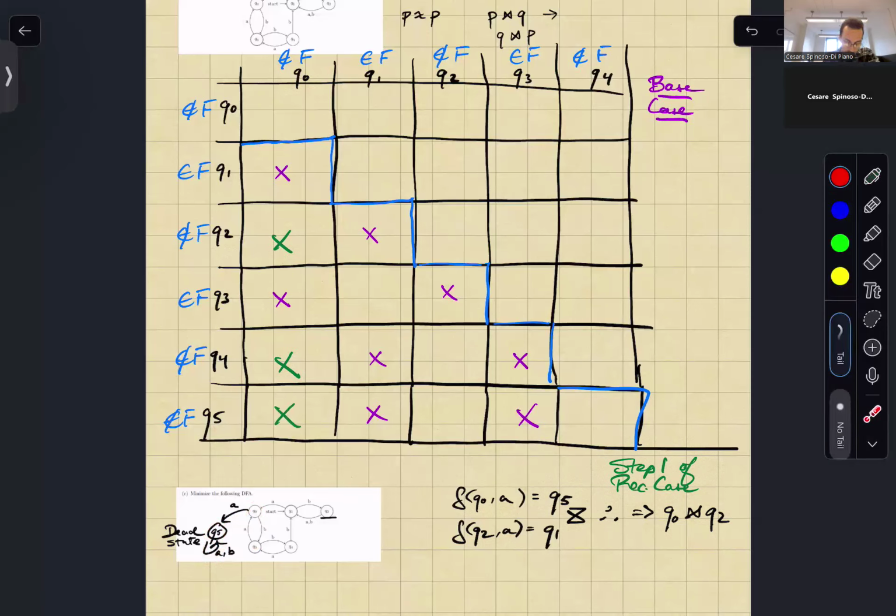Let's do the same thing for Q1 and Q3. So for Q1 and Q3, when you read an A, you go to Q naught here, and when you read an A, you also go to Q naught. So of course, that means that so far they're indistinguishable because the same state is indistinguishable with itself, right? What about when you read a B?